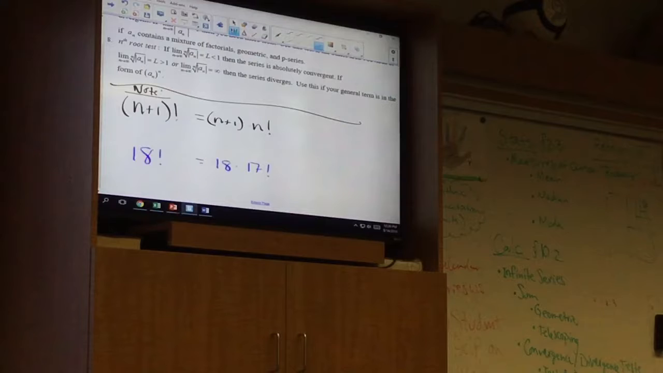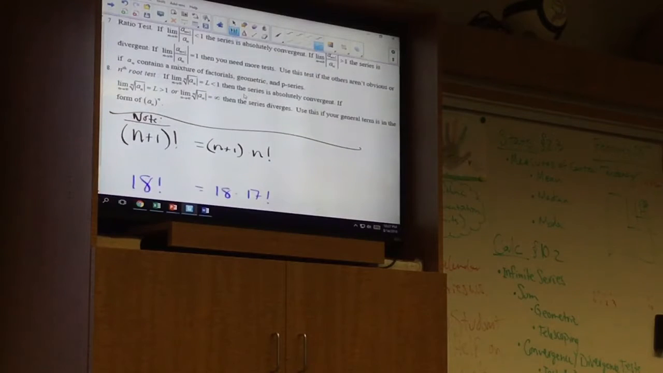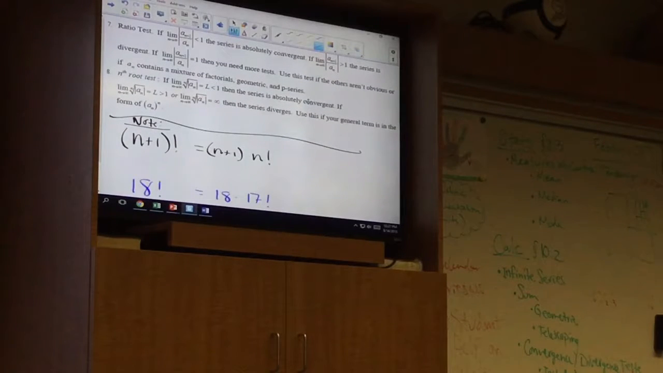some problems where you have factorials. Yeah, so for example, if we had 18 factorial over 17 factorial, then you would call the 18 factorial 18 times 17 factorial, and then cancel out the 17 factorial. And it would just be 18. Okay? So let's focus on that ratio test first. I'll come back to this once it's time for the root test.